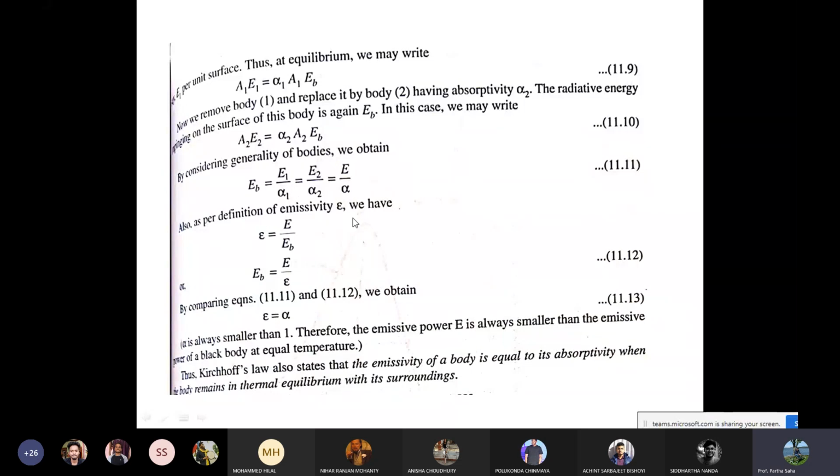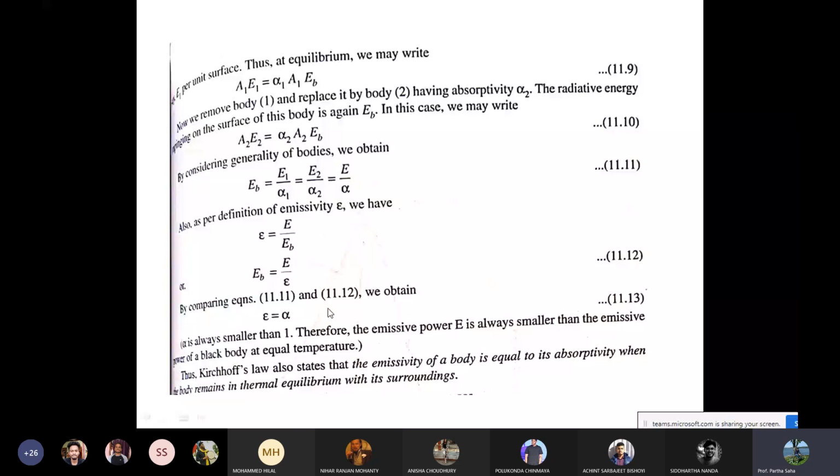But again, as per definition, we have seen emissivity is E by EB, that is, the emissive power of the general body divided by the emissive power of the black body. So if you write epsilon equals E by EB, EB will be E by epsilon. Just rewrite this equation. Now EB we have already determined as E by alpha. So epsilon becomes alpha. This is Kirchhoff's law.